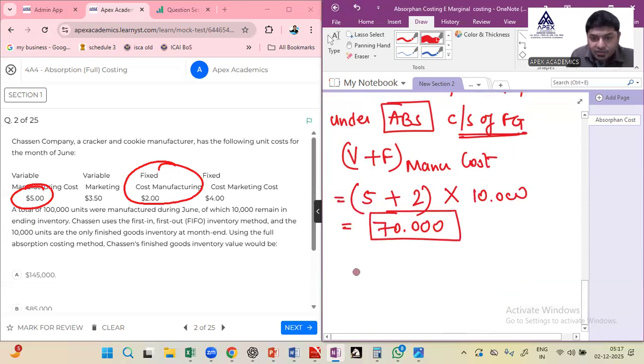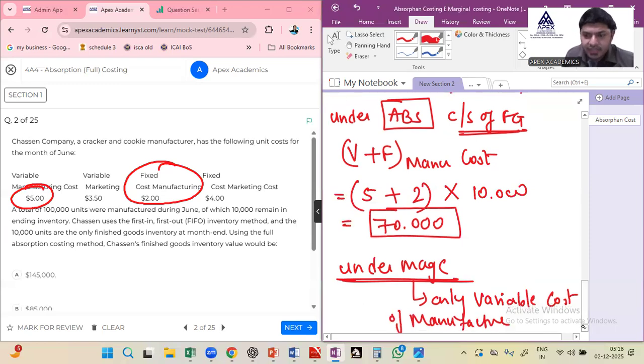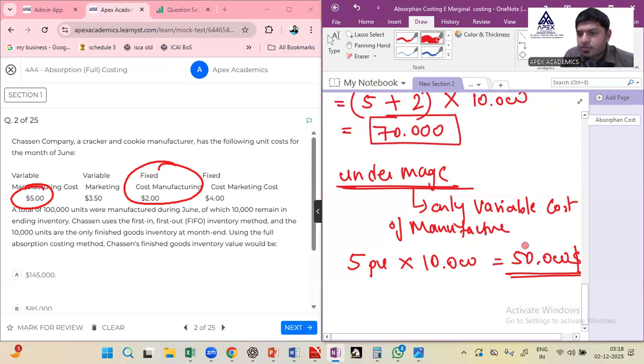However, if this was under marginal costing, now they have not asked you this in the question, but we are certainly going to take a look at this. Under marginal costing, only your variable cost of manufacture is considered. Therefore, under marginal costing, I will consider only 5 per unit and multiply that by 10,000 units and say that my finished goods closing stock is $50,000.